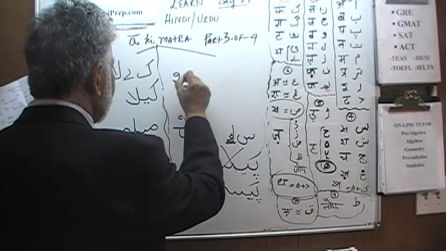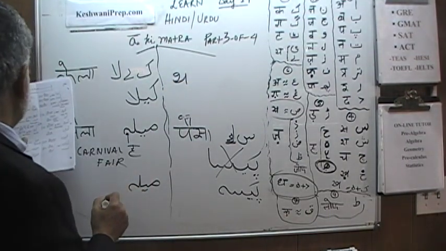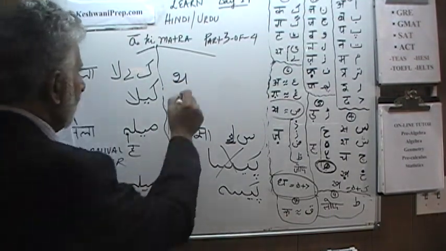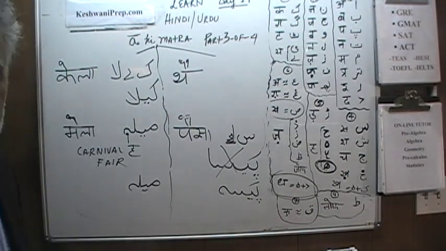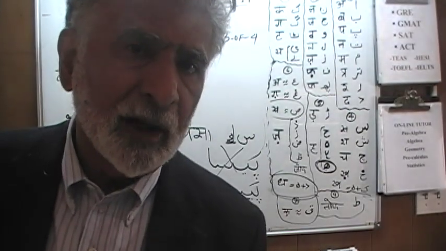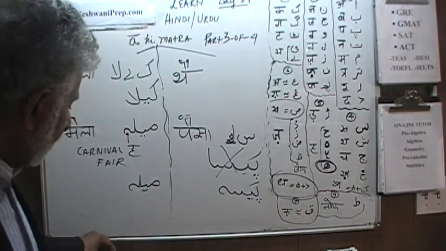I believe it goes something like this. Yeah, that's a T. T, and we don't need T, we need a T. Badi ek hi matra, two of them, T. But how do we write T in Urdu? We don't have a letter for the sound T. We do not have a letter for T.